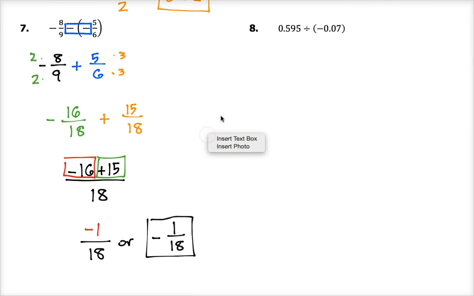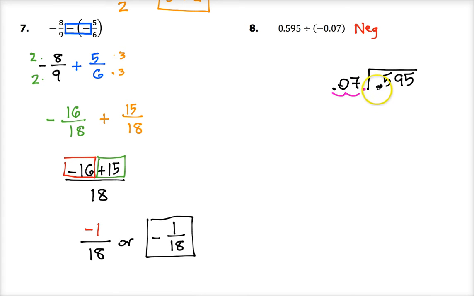Okay, the last problem, this is division with decimals. So we have a positive divided by a negative. You know your answer is going to be negative. So it's 0.595 divided by 0.07. When you're dividing decimals, remember we want to make our divisor a whole number, so we'll move our decimal point 2 places to the right. And then we move our decimal in the dividend the same number of places. So it's going to go here between 9 and 5.